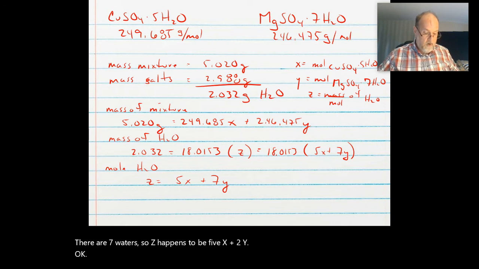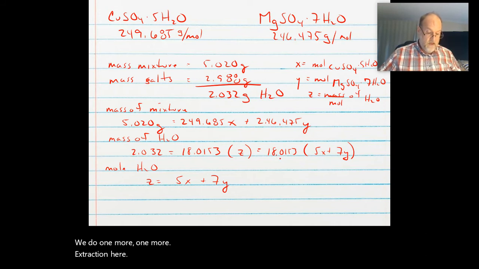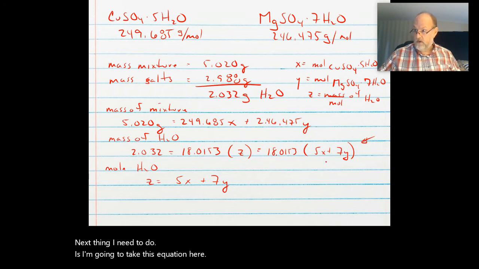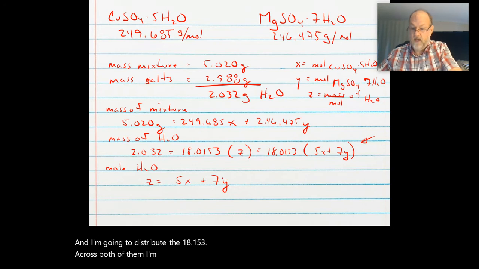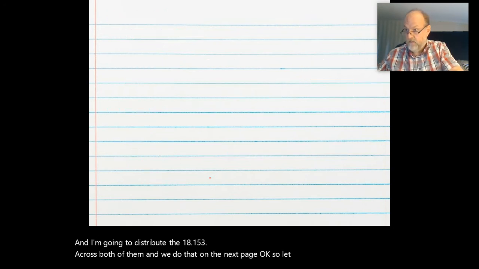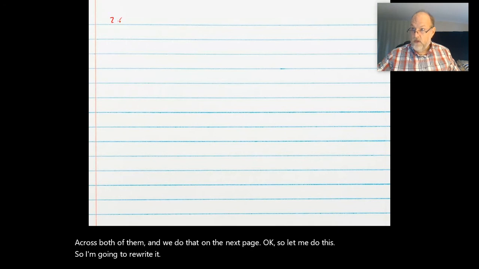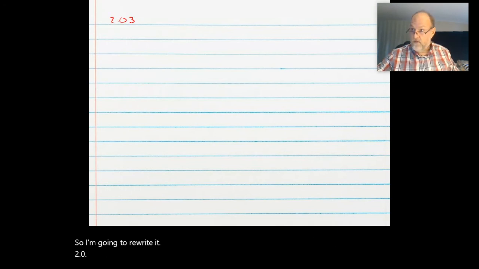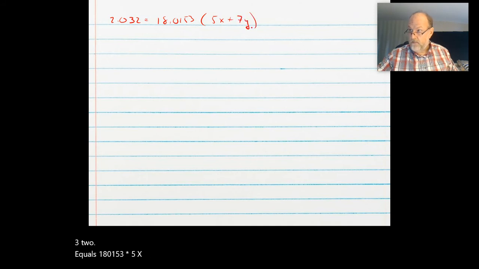I'm going to do one more extraction here. The next thing I need to do is take this equation and distribute the 18.0153 across both terms. I'm going to do that on the next page. Okay, so let me rewrite it: 2.032 equals 18.0153 times 5X plus 7Y. And I'm going to distribute the 18.0153.